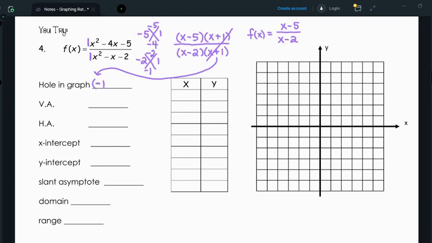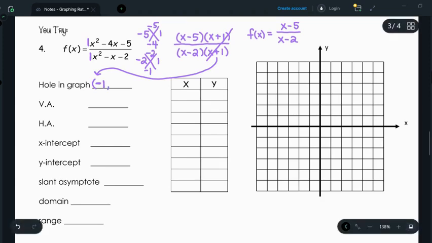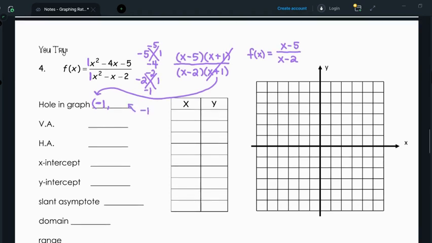So instead of +1, we have -1 as the x value of our hole. To find the y value of your hole, remember that you have to take this x value and plug it into your simplified function. That's going to give us -1 minus 5 over -1 minus 2. That simplifies down to -6 over -3, which comes out to be a +2. That's the hole I'm going to plot on my graph.